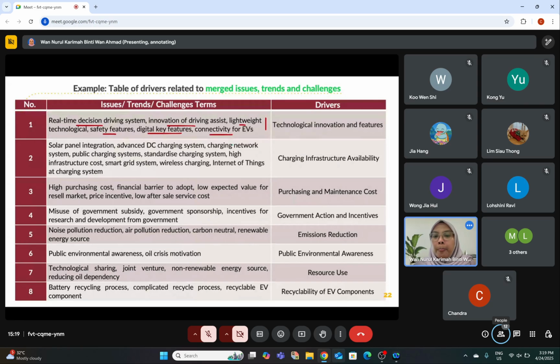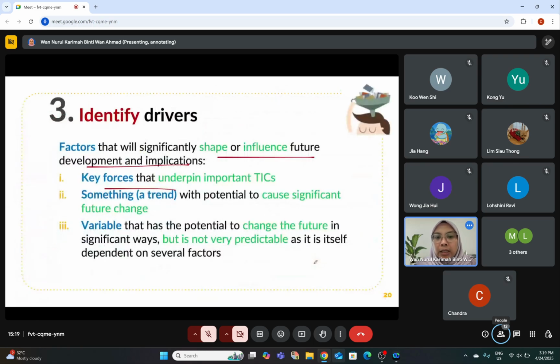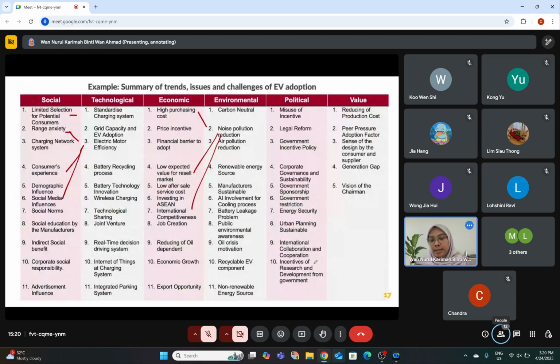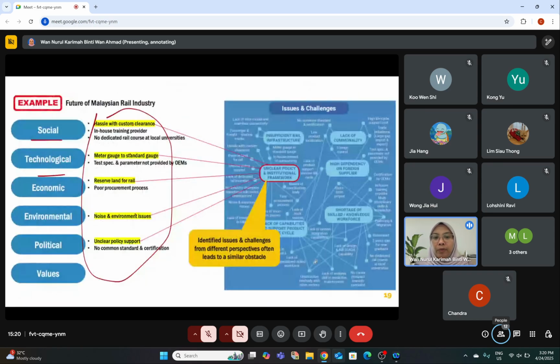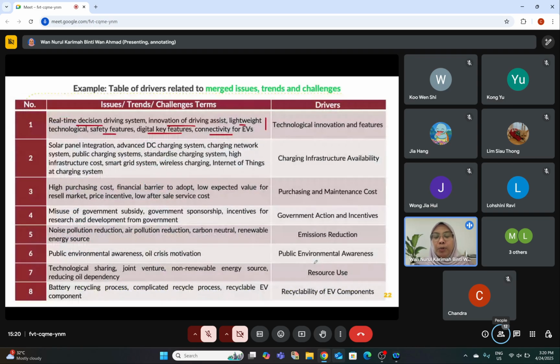And these drivers are based on the key terms that you have identified earlier during the STEEPV analysis stage, where you identify the trends, issues and challenges, and you try to make sense of the interrelationship, how each term will impact each other, how it will affect each other, the degree of change or the degree of impact it will cause to the future of a certain technology or to the other factors that you are considering. So you come up with this table of drivers, or table of merged issues, trends and challenges. Selanjutnya kita akan guna perkataan ni, table of merged issues, trends and challenges.